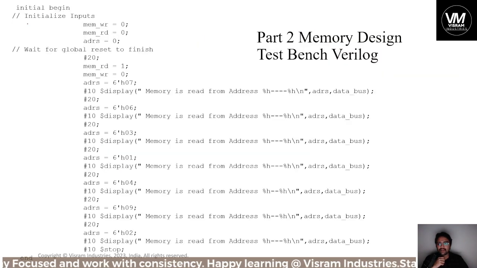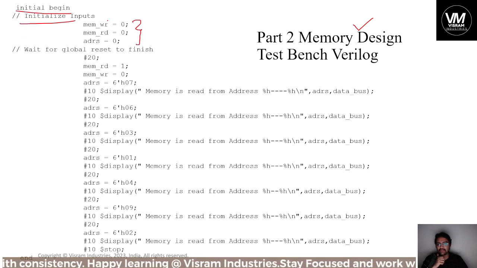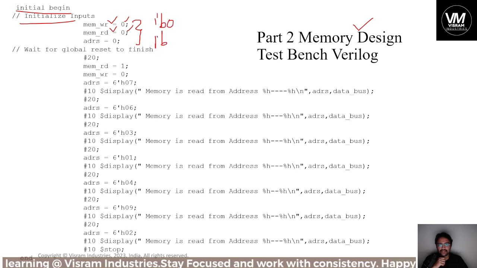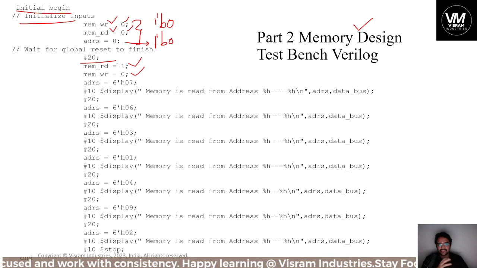You should represent the same and give a label of the design. Now come to the next part, the memory design initialization. Initially memory write command and memory read command are 0. So it is 1 bit 0, 1 bit 0, and address is 0. Initially the inputs are initialized, and after 20 nanoseconds you can see memory read and memory write interchanging. Now reading is happening for 1 and memory write is 0 at this point. So we are not writing into the memory, we are reading from the memory.